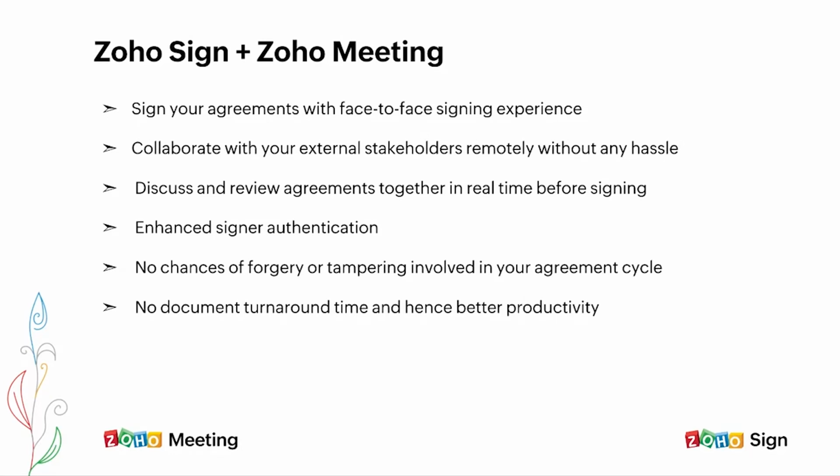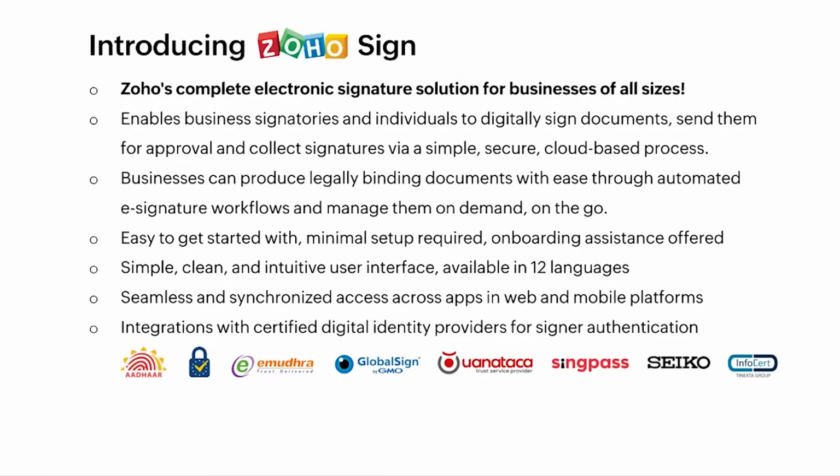So now that we have seen drafting agreements from the beginning, collaborating within your internal teams, and then negotiating with external stakeholders, let's see how we can collect signatures on these documents, which is achievable with Zoho Sign. As I mentioned earlier in the session, Zoho Sign is a digital signature application which is used by small, medium, as well as large scale businesses.